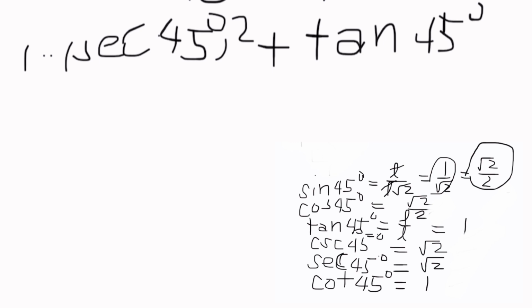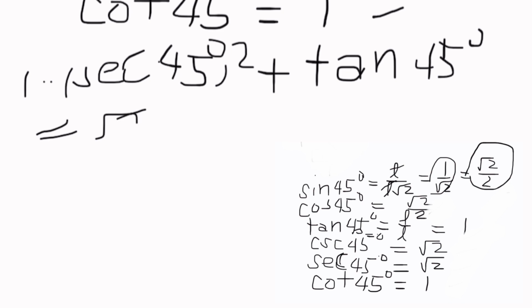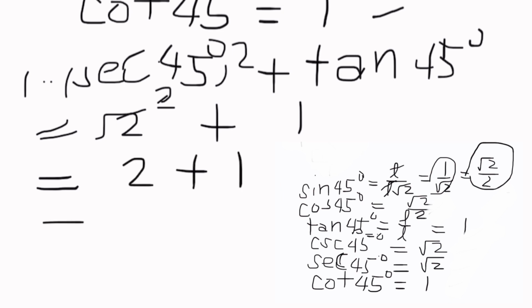So secant of 45 here is square root of 2. So we're going to have square root of 2 squared plus tangent of 45, which is 1. So we're going to have 1. Then square root of 2 squared is 2. So we're going to have 2 plus 1, which is equivalent to 3. So secant of 45 squared plus tangent of 45 is equal to 3.